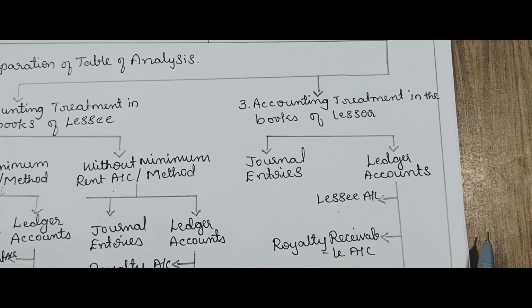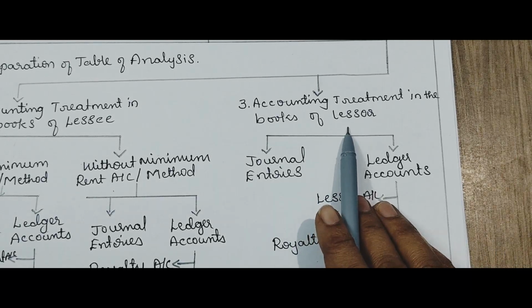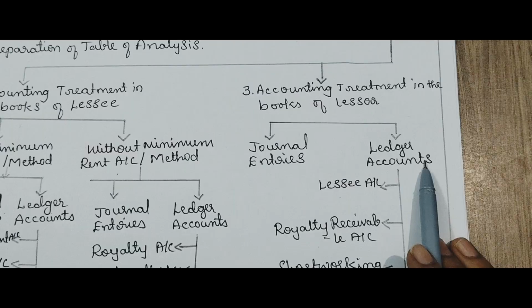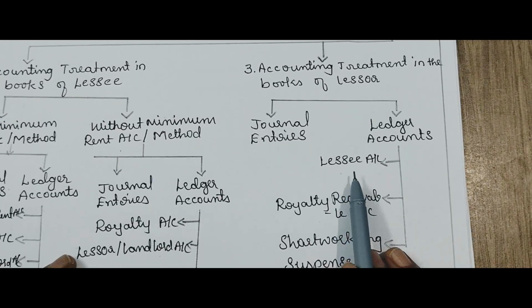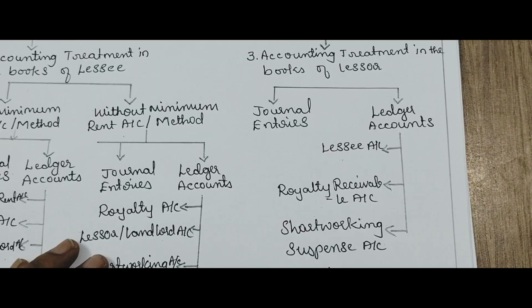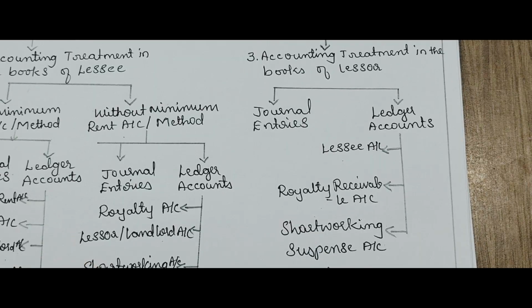And in the books of lessor, there are journal entries, and the ledger accounts you prepare are lessee account, royalty receivable account, and short working expenses account. I hope you all understood.